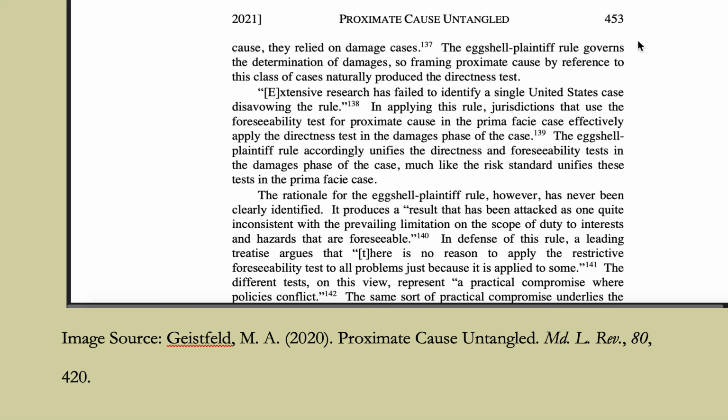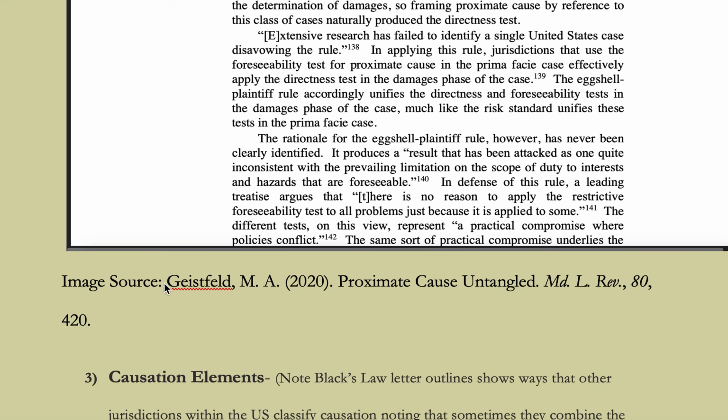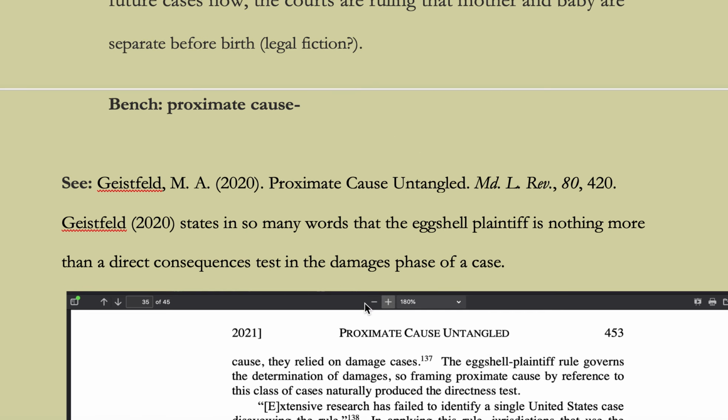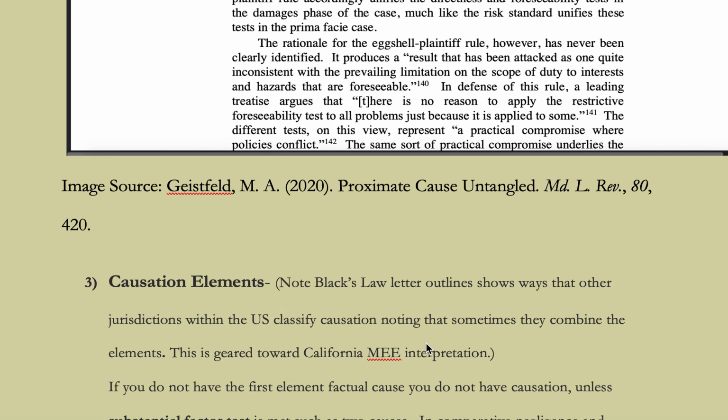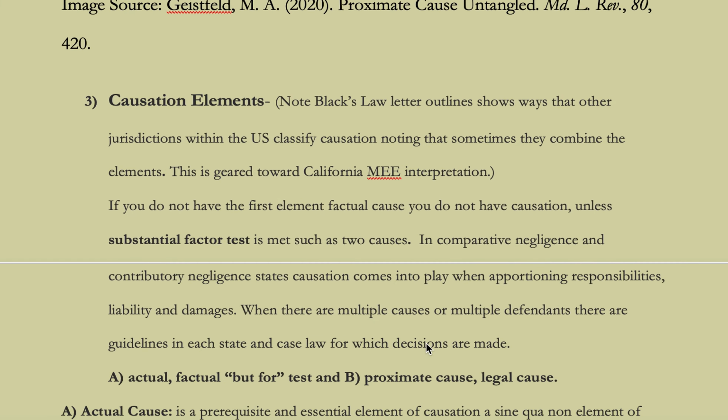If you want to look at this, pause it and read it, you can. You can also go on Google Scholar and plug this in. How many pages is it? It was a 45-page article. Okay, so let's talk about causation.